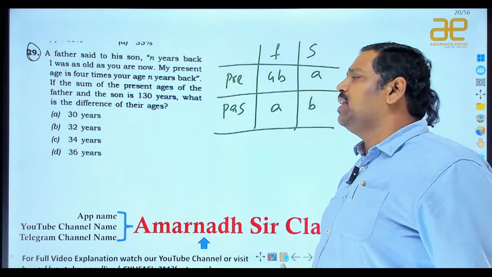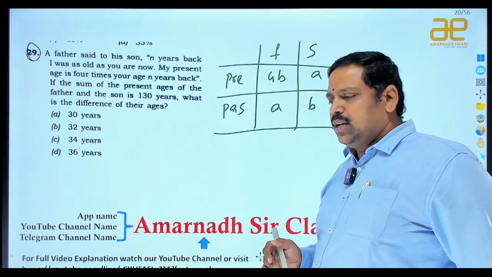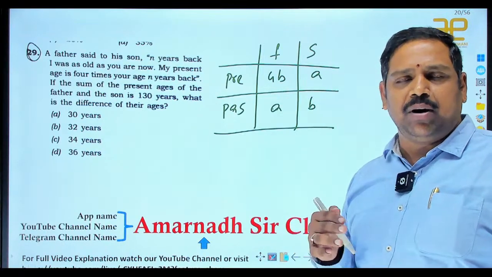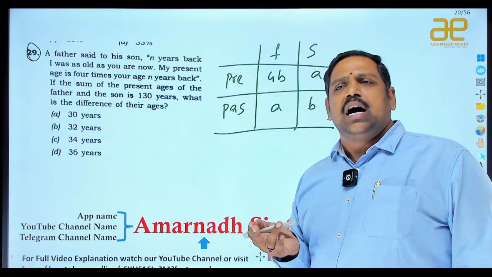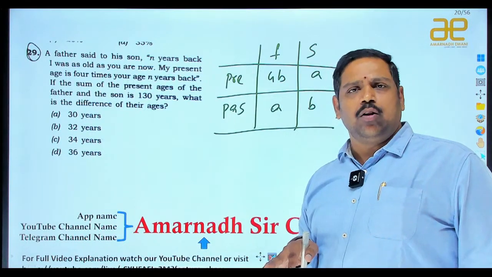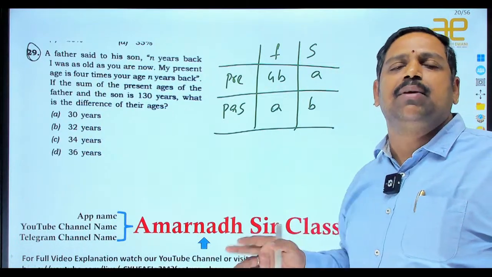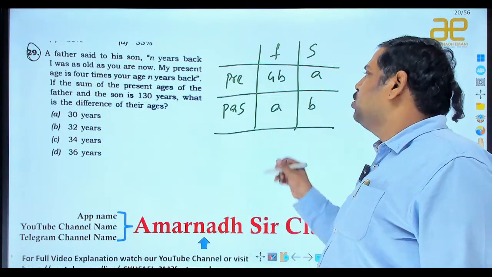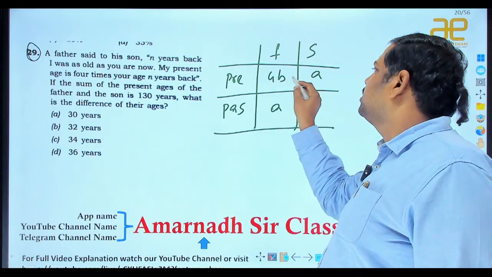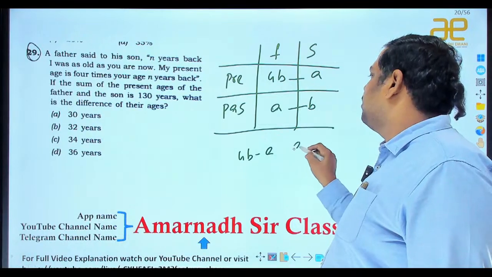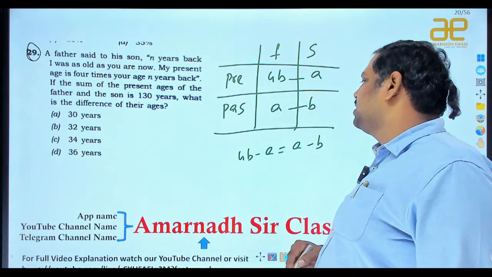Now forget about the remaining statements. Let's think of this one. Suppose right now my brother is 5 years elder to me. After 2 years also it will be the same. Right or wrong? The difference between the ages of two persons will always remain the same. So the difference between these two persons here is 4B minus A, and here it is A minus B. So these two are always the same.